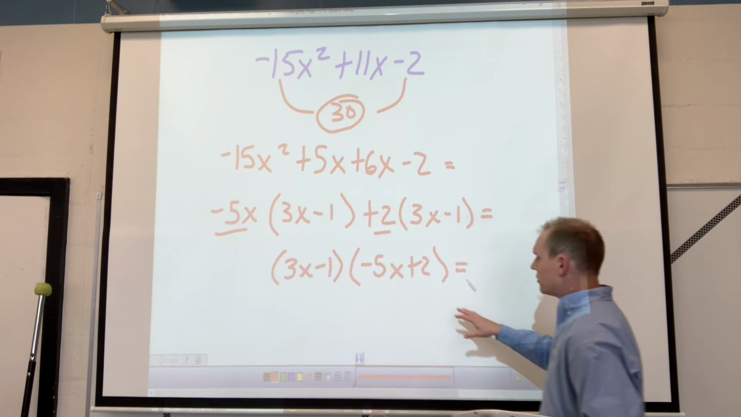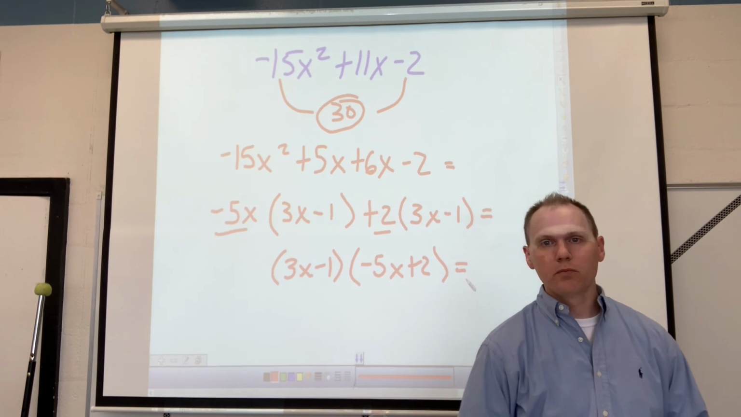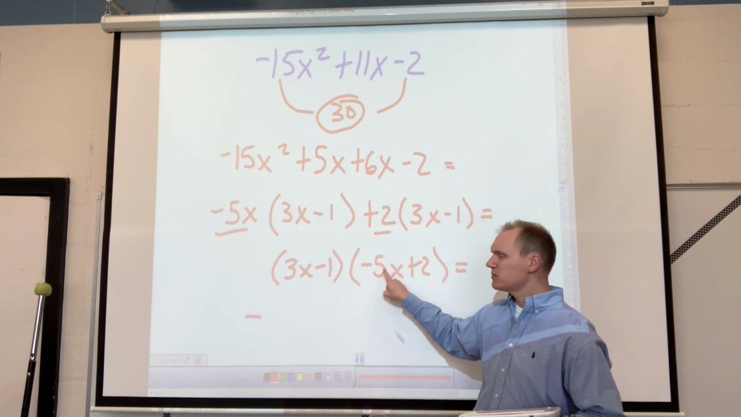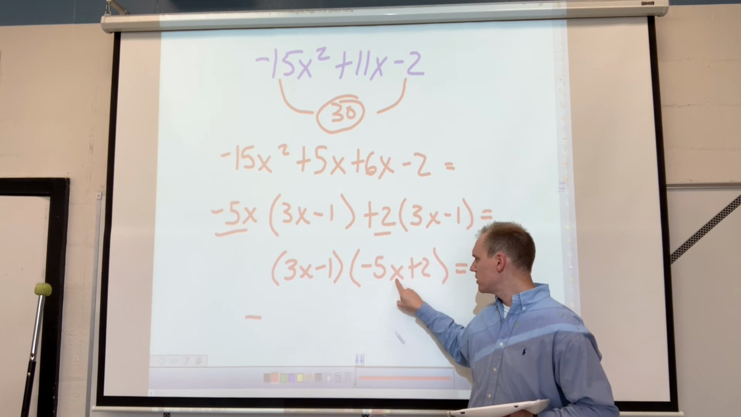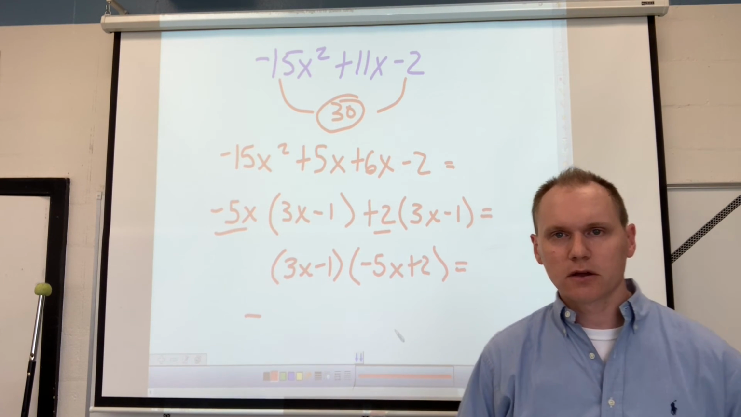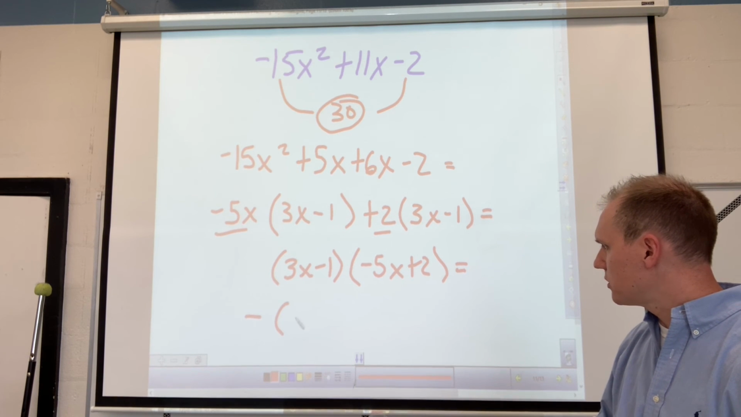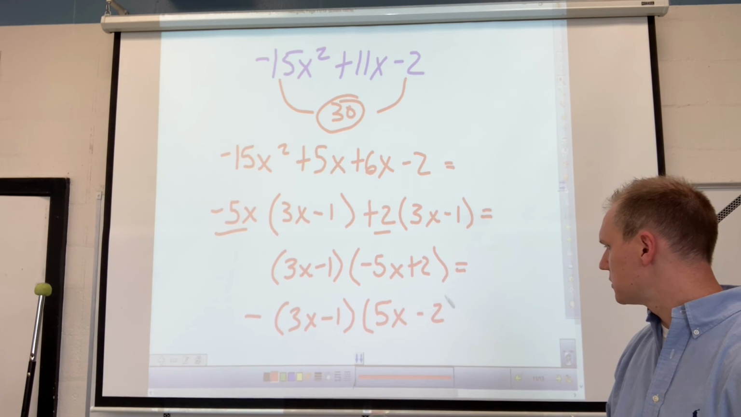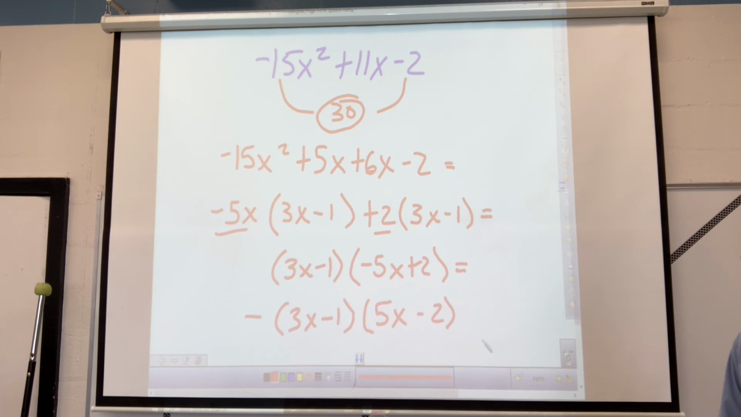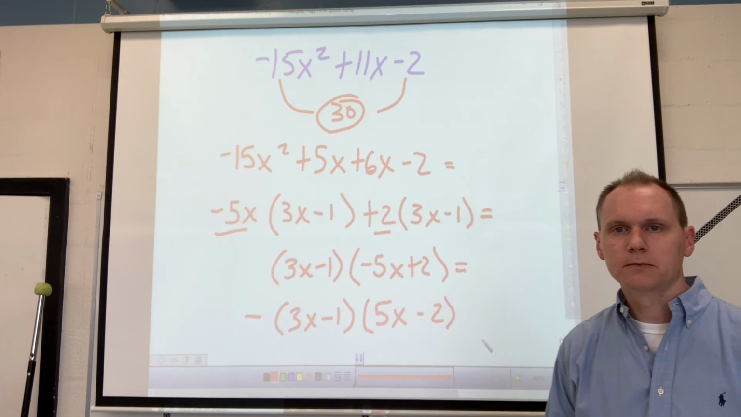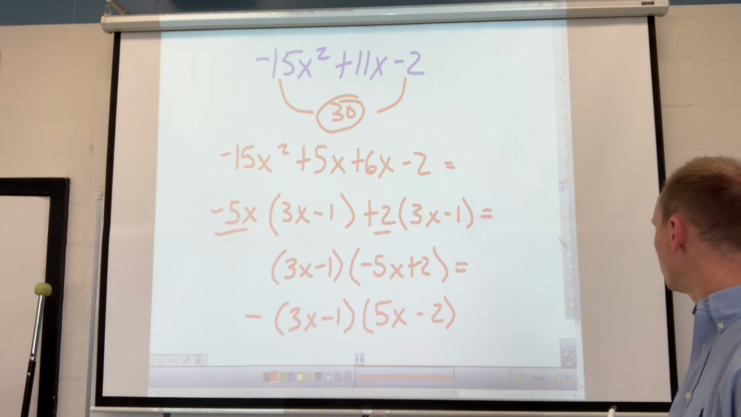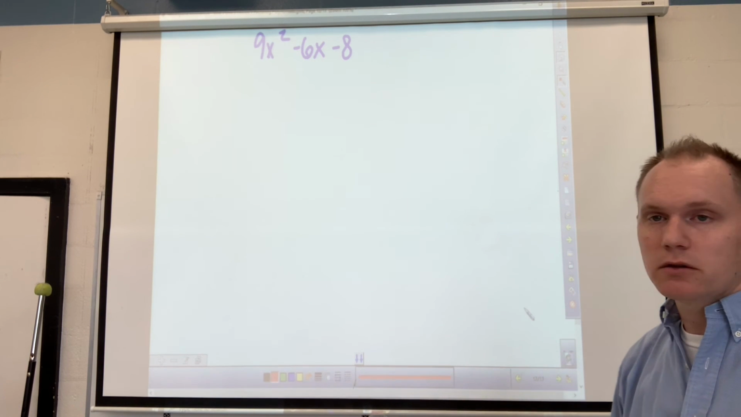Now, I want you to know that yes, this is a factored form, but another way to do this would be to take a negative out of this one, because a lot of times you don't want a negative coefficient in front of x. So you can take a negative out of that parentheses and put it out in front. So another version would be negative times 3x minus 1 times positive 5x minus 2. So it's just another way to write that one. Again, if you wanted to check yourself, you can multiply those out and see if you get back what you started with. All right, last one here.